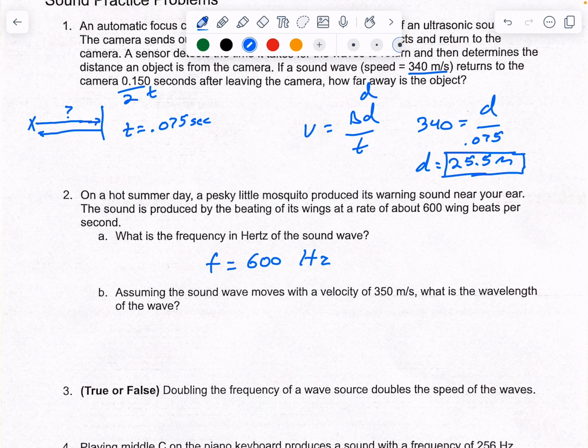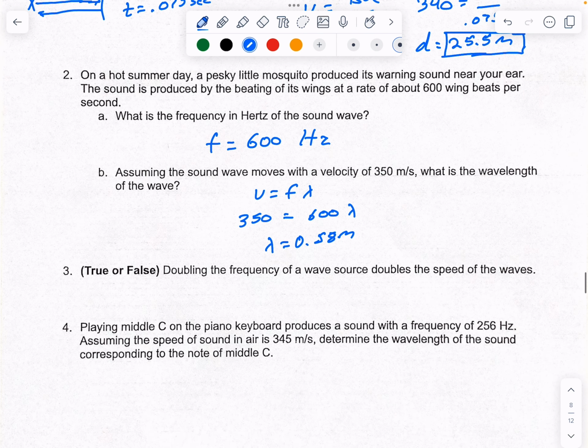Okay, so now assuming the sound wave moves with a velocity of 350 meters per second, what's the wavelength? So V equals frequency times wavelength. So V is 350, my frequency is 600, and wavelength, I don't know. Divide both sides by 600, and you get a wavelength of 0.58 meters. Number 3, true or false, doubling the frequency of a wave source doubles the speed of the wave. False. If I were to double the frequency, that means wavelength could go down.